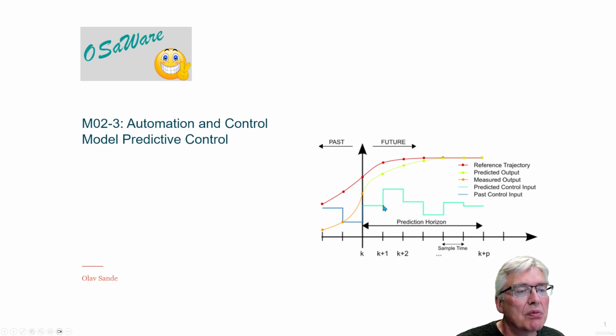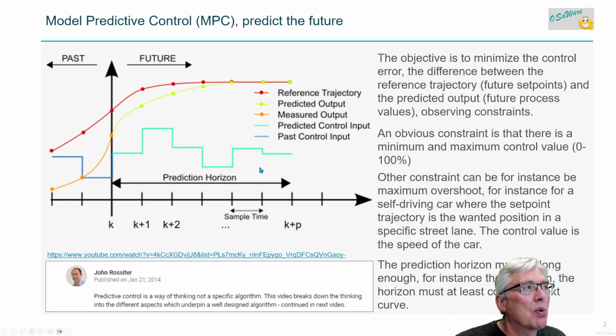What kind of control signals should we output to the process to have a desired trajectory, or approach a set point that we want? So the objective is to minimize the control error. And then there are some constraints. We can't do whatever we want.